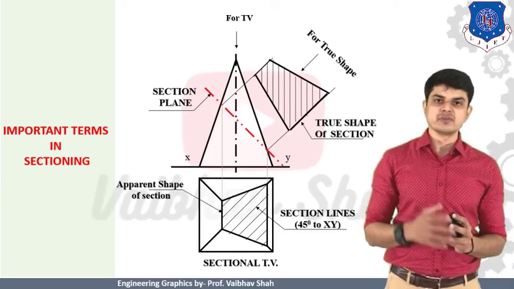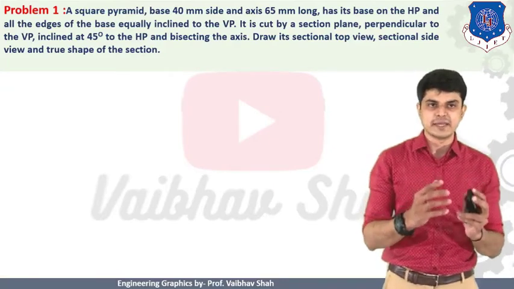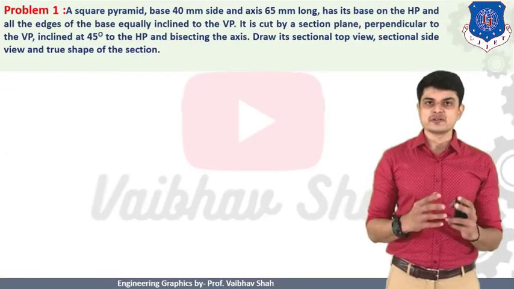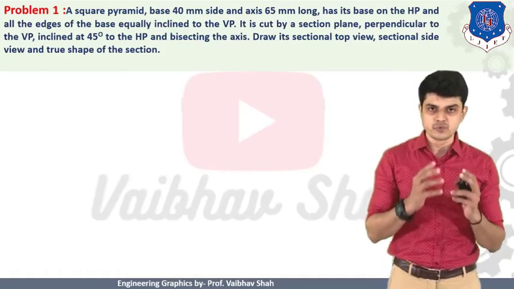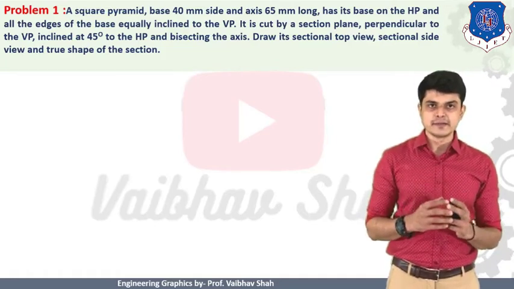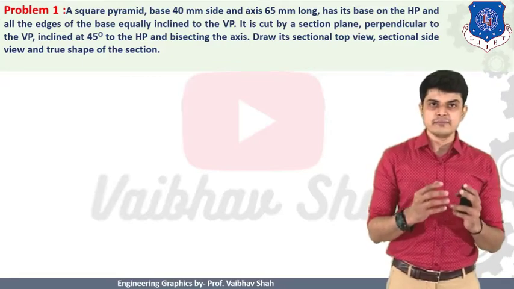So now let us begin with the very first example in order to get a clear idea of what I am saying. Let us solve the very first example based on section of solids. Problem number 1. A square pyramid, base 40 mm side and axis 65 long.